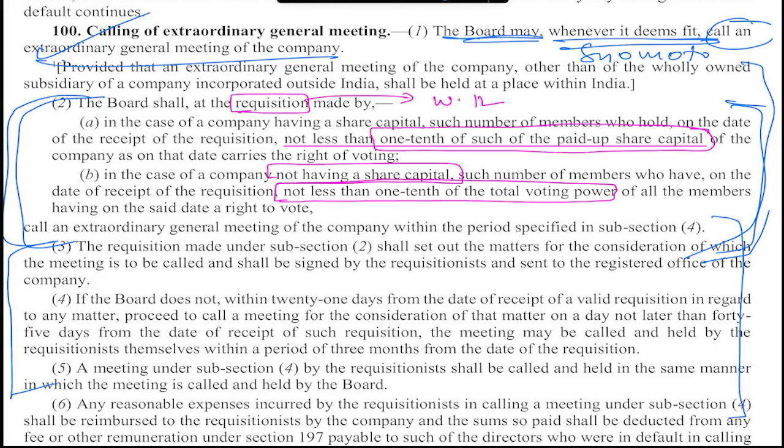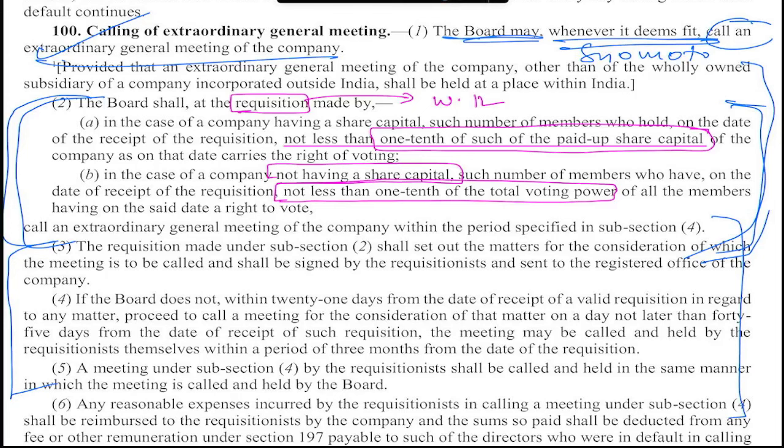The first case is a holding company and its subsidiary. The subsidiary is in India, but the holding company is outside India. In such a case, you can conduct the EGM outside India, because the shares are held by a company outside India. How can it come to India to conduct the meeting when all the members are outside India? Technically, those people can't come to India. Therefore, the EGM of a wholly owned subsidiary of a company incorporated outside India may be held outside India.